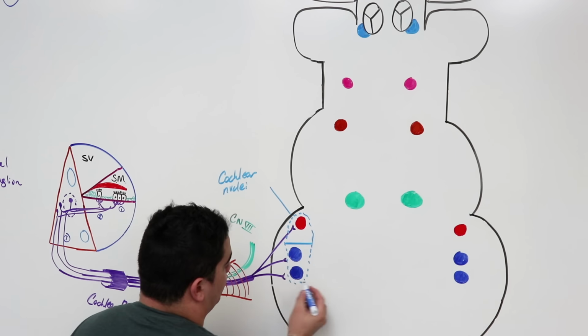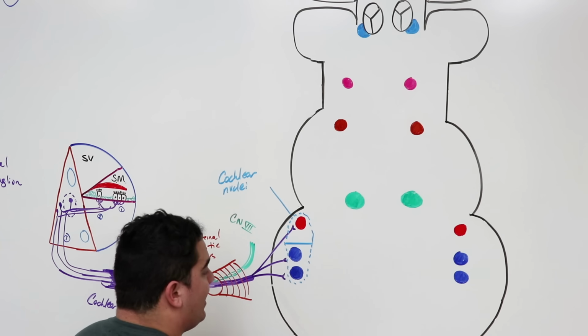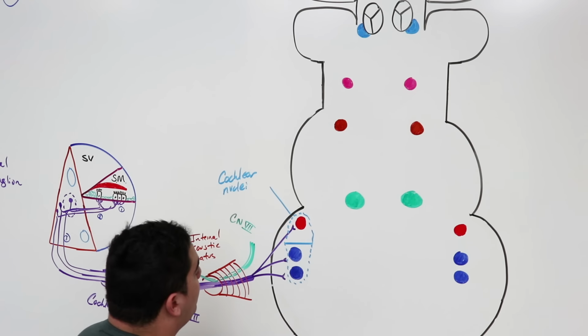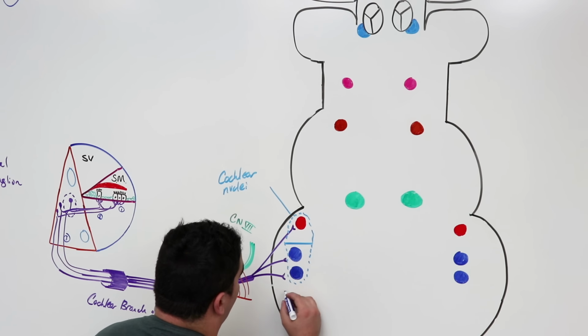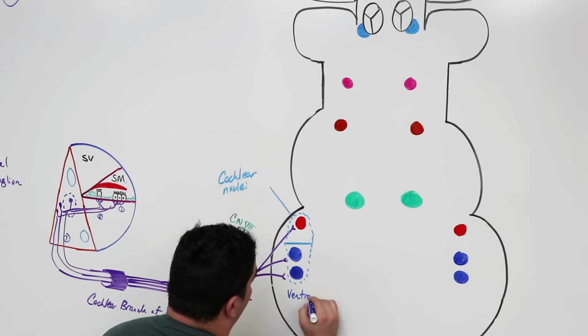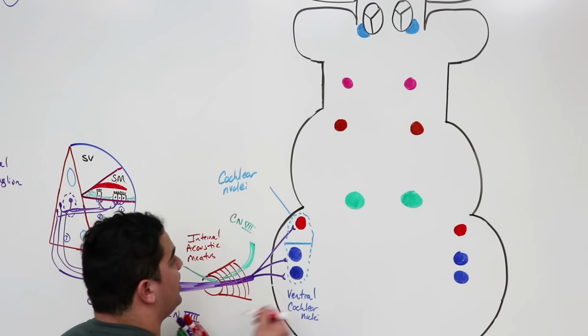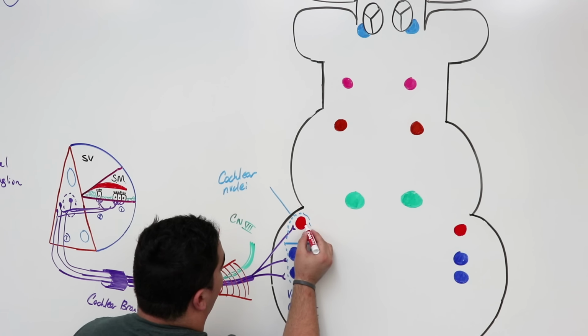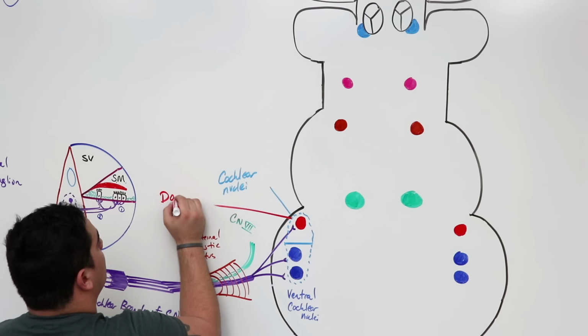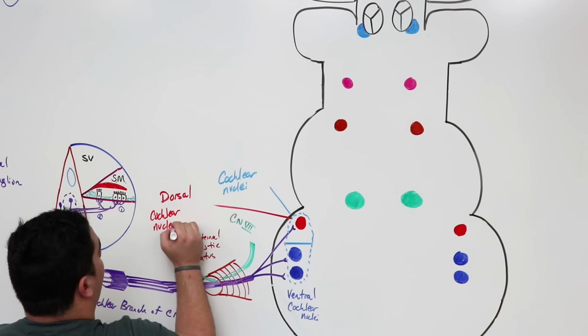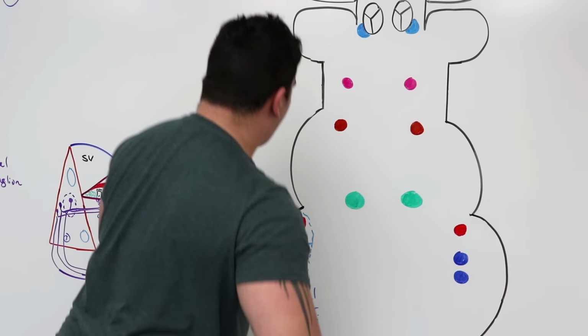These dark blue ones here are going to be the anterior or ventral cochlear nuclei. The one in the back is going to be the dorsal or the posterior cochlear nuclei. So this one right here is the dorsal cochlear nuclei. So we have two parts here.